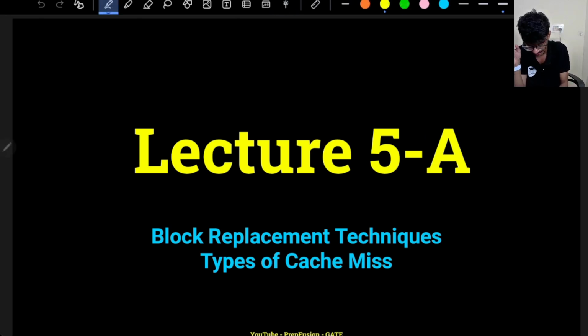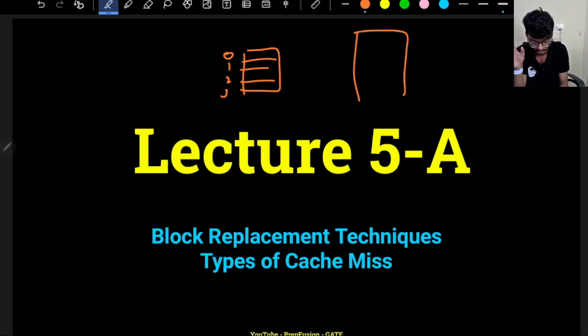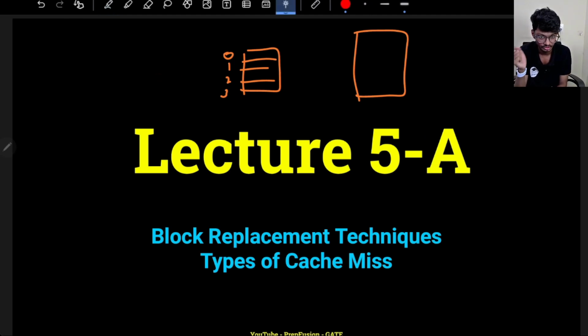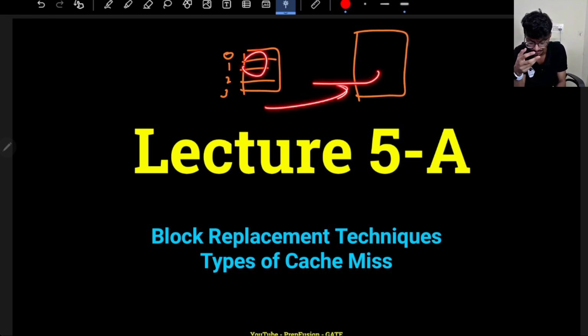So let's say my cache memory currently has 4 blocks in it, like a direct map. It has 4 blocks, block 0, 1, 2, 3. All of the blocks are full and main memory is here. So let's say there is a cache miss. If there is a cache miss, that means that block is not present in the cache memory. I have to go into the main memory and bring that block into the cache memory. So when I bring that block into the cache memory, which block will I replace? Will I replace block 0?